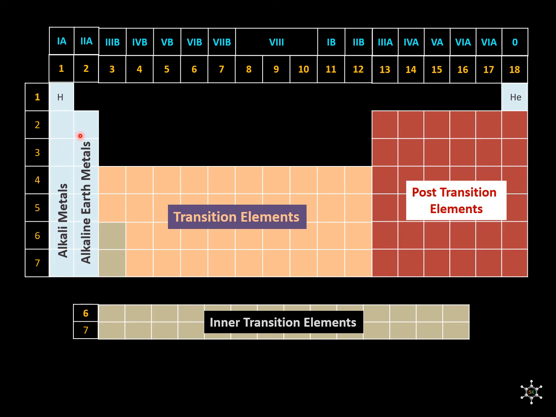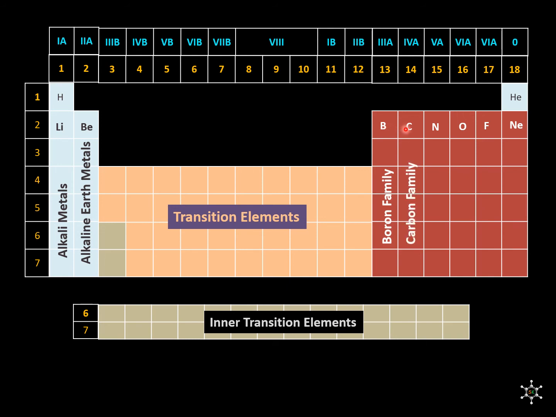Let us fill the elements of the second period in this periodic table: lithium, beryllium, boron, carbon, nitrogen, oxygen, fluorine, and neon. Along with the general name post-transition elements, these groups have specific group names. This is called the boron family, carbon family, nitrogen family, oxygen family is called chalcogens, fluorine family is called halogens, and the helium or neon family is called noble gases or inert gases.